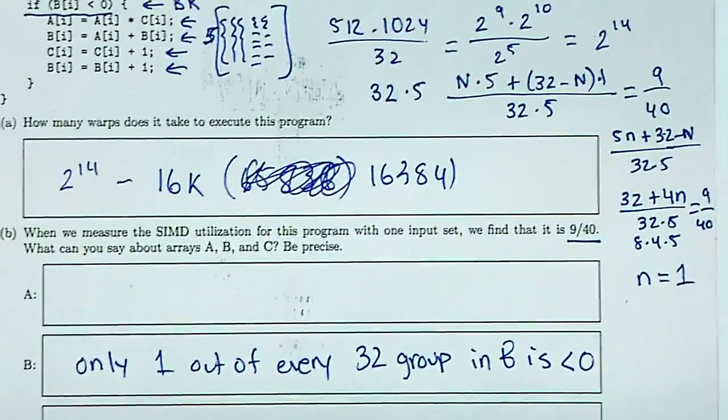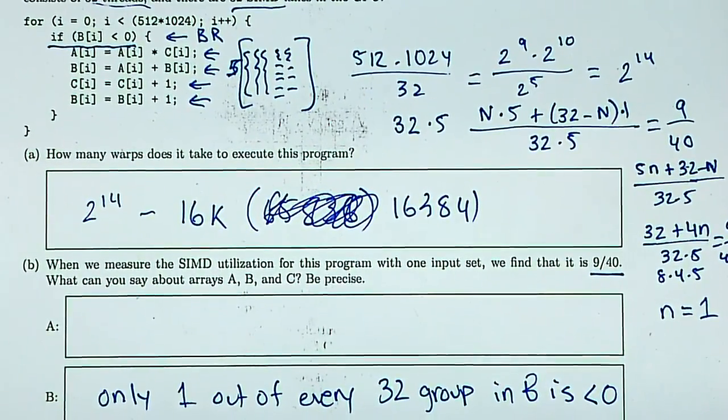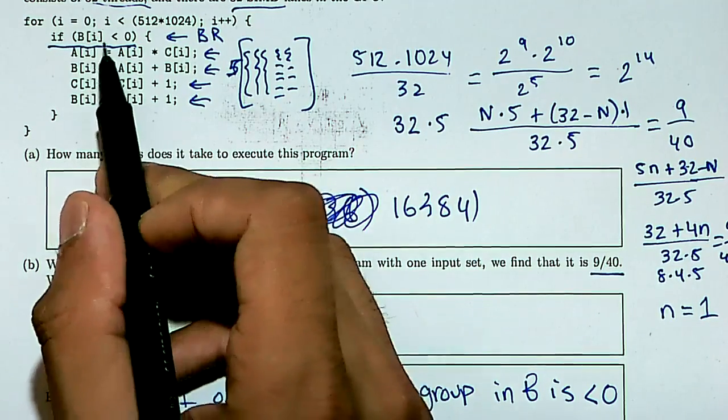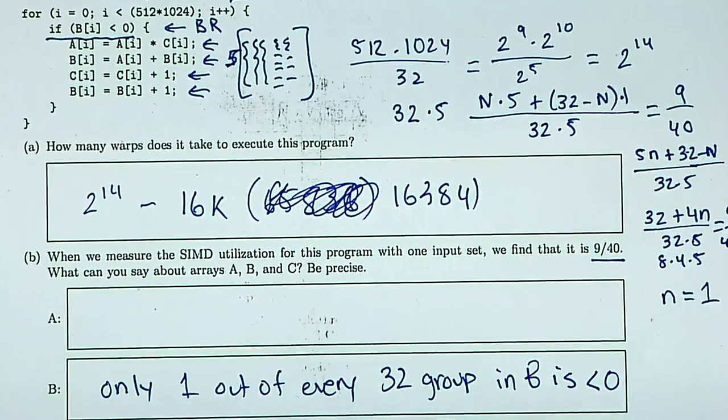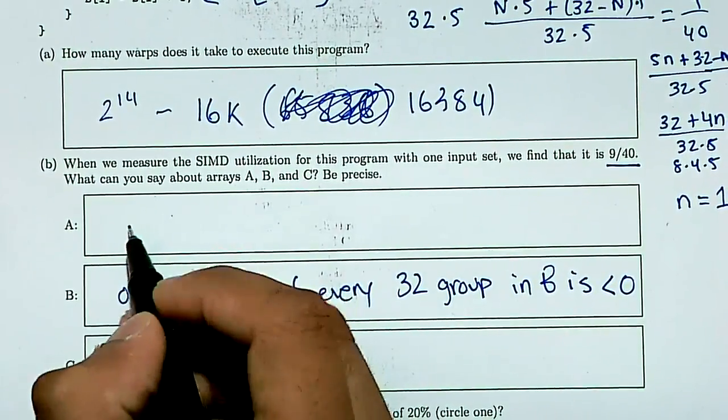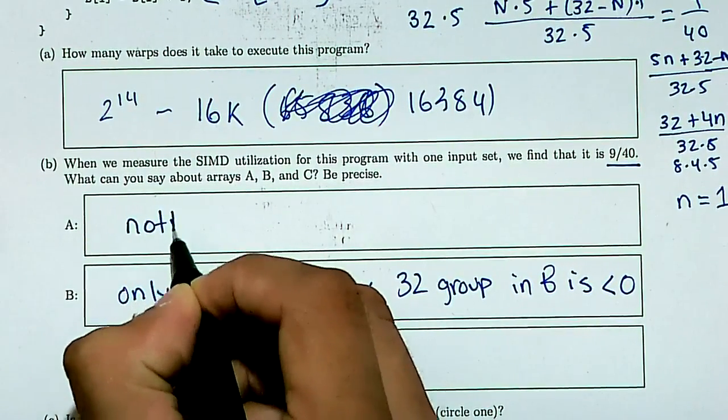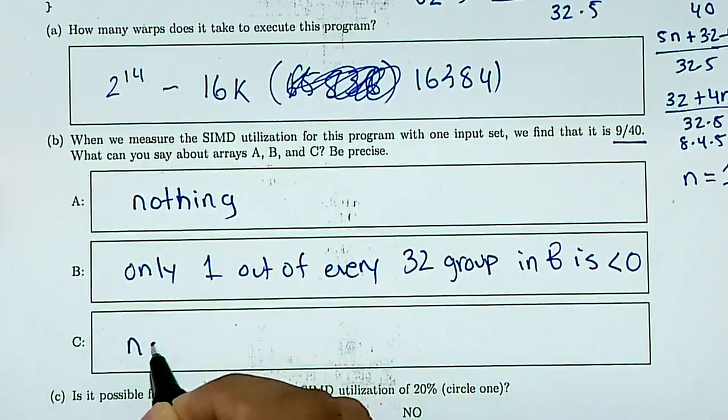About A and C, no matter what their values are, they can't really affect the control flow of this, right? Because the conditional only depends on B. And so A and C can basically be whatever values you want, and everything is still the same. So here we can't say anything, so we just say nothing. And we can't say anything here.